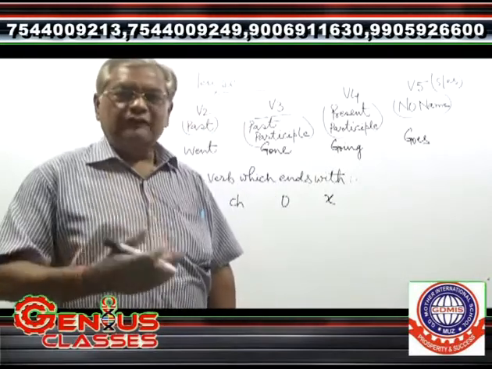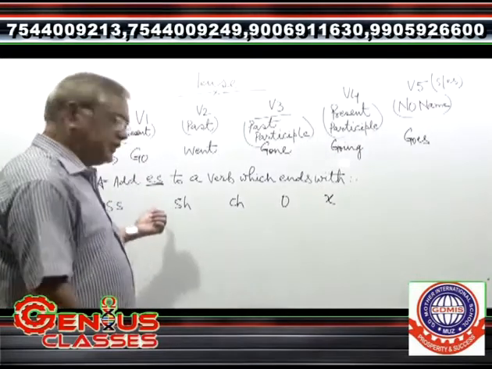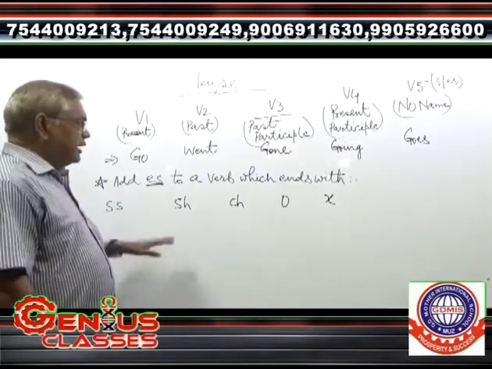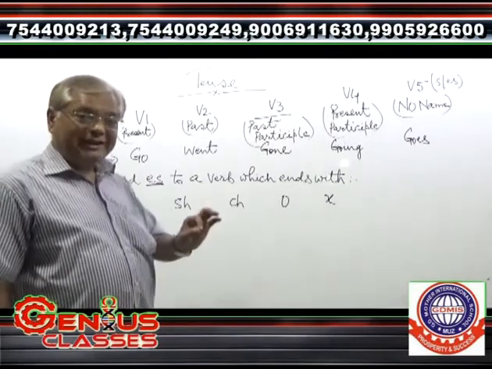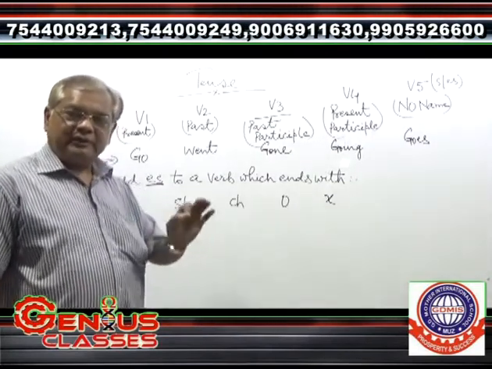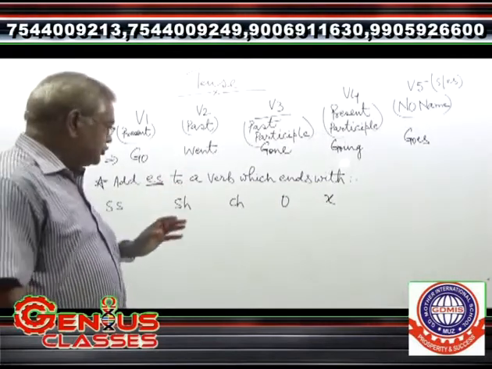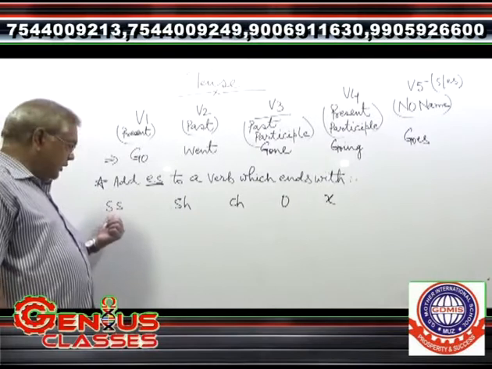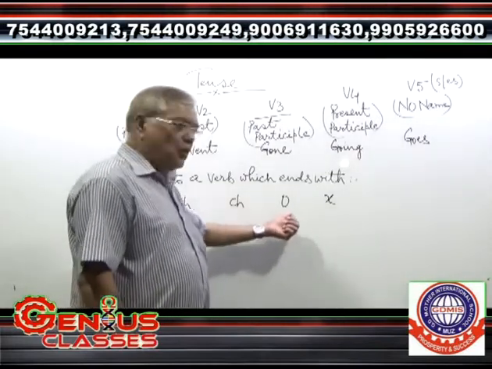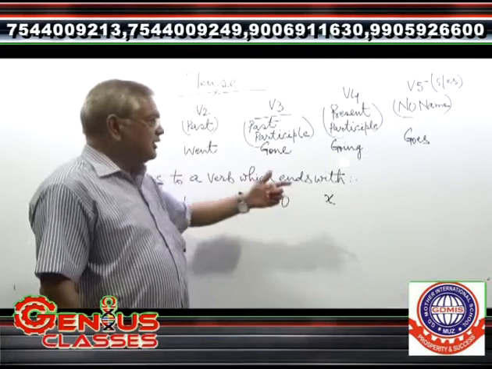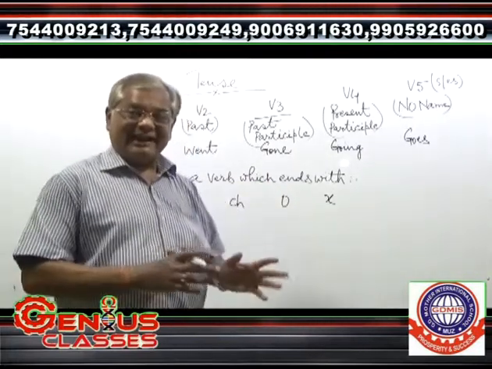That is the verb. So I have given the tips over here about where to use single letter s or es along with the verb. Any verb which ends in double s, sh, ch, o and x, there you can add es along with the verb.